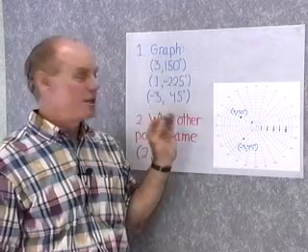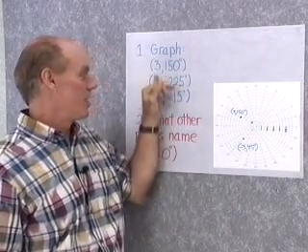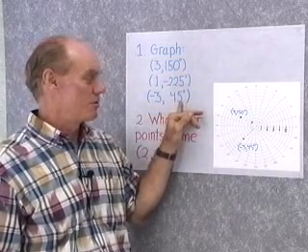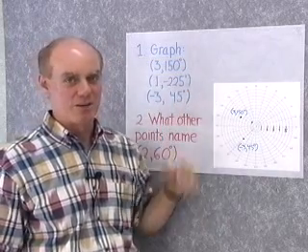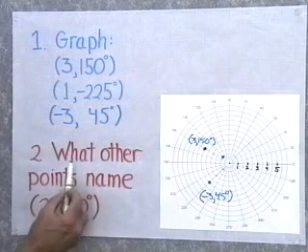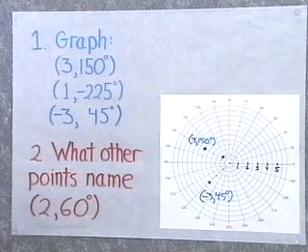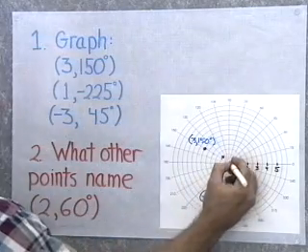Usually we like to try to keep theta between 0 and 360 degrees and r positive or negative if we can. If theta is between 0 and 360 degrees, it's a little easier to name. However, we can use negative angles. There's no problem with that. Now, let's do the second problem that says, what other points name the point 2, 60 degrees? So I want to look at the point that's 2 units out on the terminal side of 60 degrees in standard position.